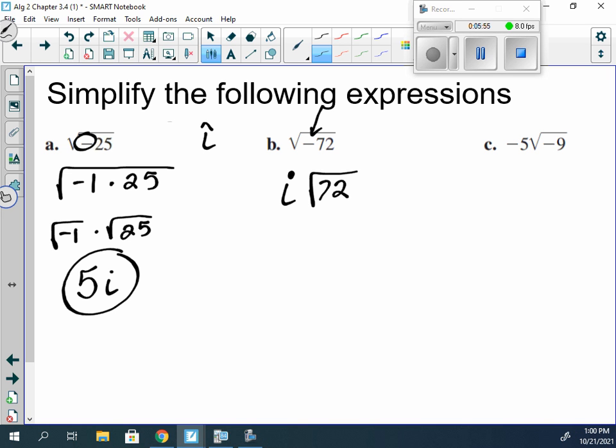Now, we could type the square root of 72 into the graphing calculator, and it's going to give us a decimal number. Yes? Try typing the square root of 72 into the yellow calculator. Yes?